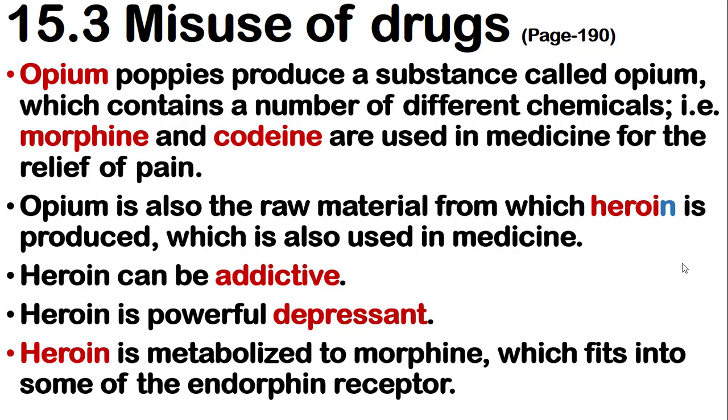Now, when heroin is metabolized inside the body, it produces morphine, and the morphine fits exactly onto the endorphin receptor. For example, at the synaptic cleft, endorphin moves from one neuron to the next neuron. There are endorphin receptors on the postsynaptic neuron. So morphine exactly fits into the endorphin receptor. Therefore, it makes you feel good. Okay, they are actually dangerous. They are not endorphin, but they actually give you the feeling of endorphin.